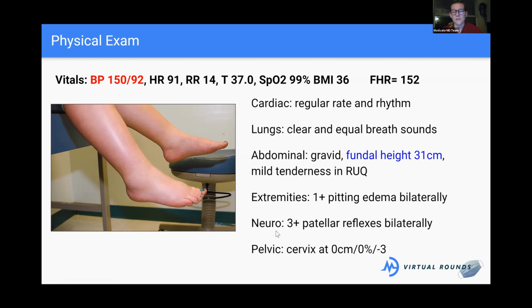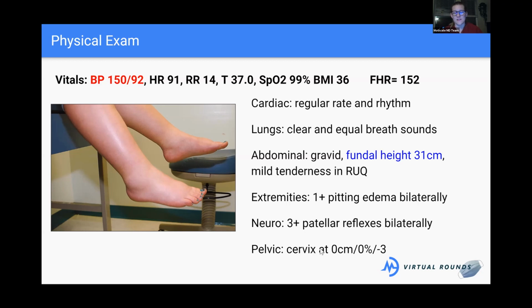And then for her neuro exam, she has 3+ patellar reflexes bilaterally. That is a hyperreflexic number. So typically we see 2+ for reflexes, and this just means it's exaggerated. So when you hammer on her knee with the reflex mallet, her knee jerk is more exaggerated than you would typically see. And then lastly, as this is an OBGYN topic, her pelvic exam was unremarkable.